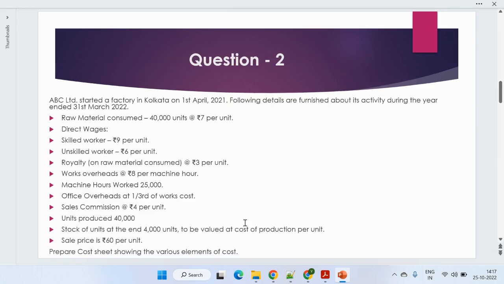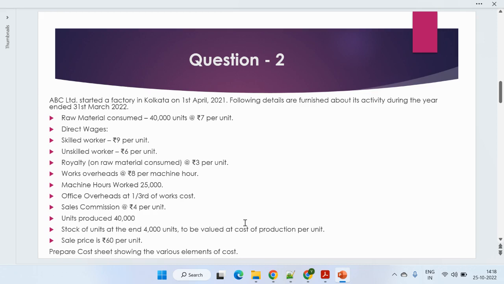Going to the second question, ABC Limited started a factory in Kolkata on 1st of April 2021. Following other details are furnished about the activity during the year ended on 31st of March 2022. The total raw material consumed is 40,000 units at the rate of 7 rupees per unit. Direct wages are skilled labor 9 per unit, unskilled labor 6 per unit. Royalty is 3 per unit. Works overhead 8 per machine hour, machine hours worked 25,000.